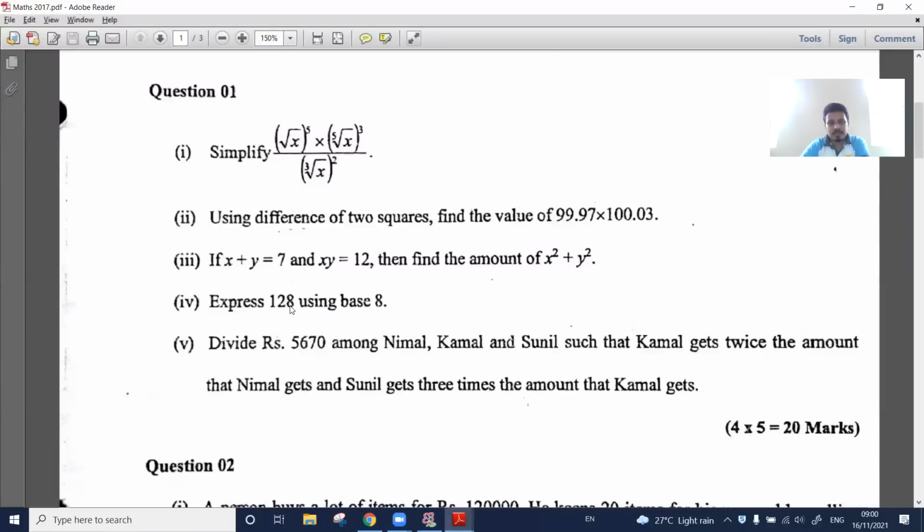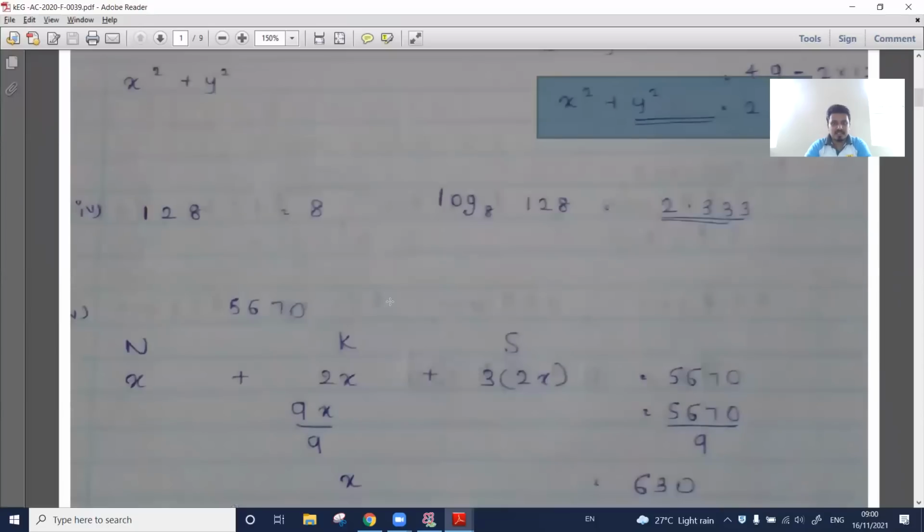It says express 128 using base 8. Right? Express 128 using base 8. How can we do that? This is from which area? From which area of the syllabus has this been asked? Yes, using logarithm.